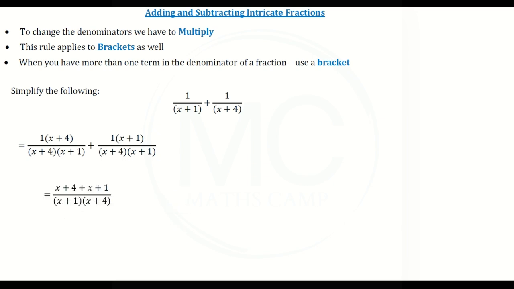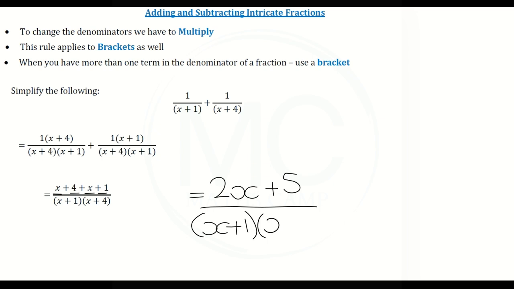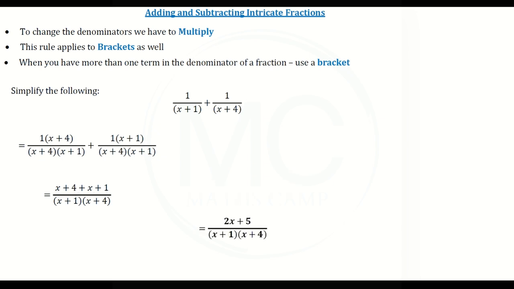Finally, we can add the like terms in the numerator. We have x and x, so we're going to have 2x, and 4 plus 1 gives us 5, all over our denominator of x plus 1, x plus 4. There are no common factors here, so this is our final answer.